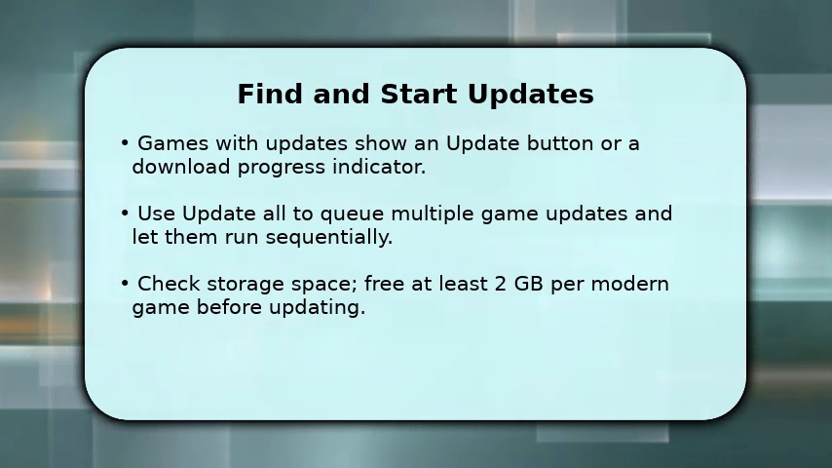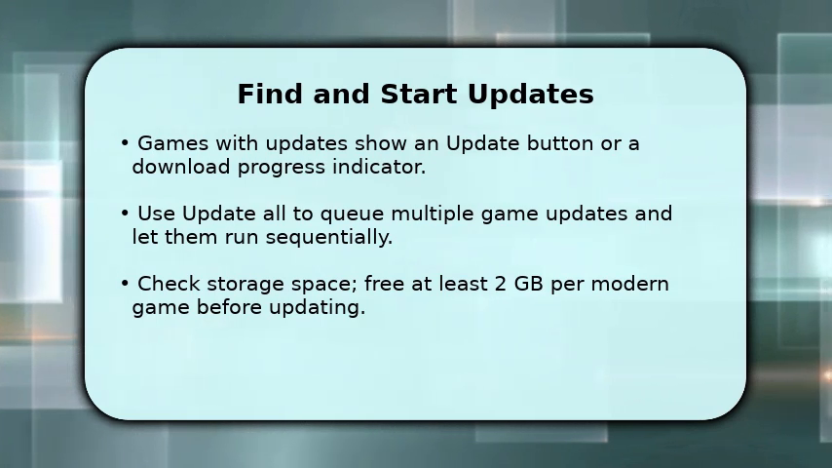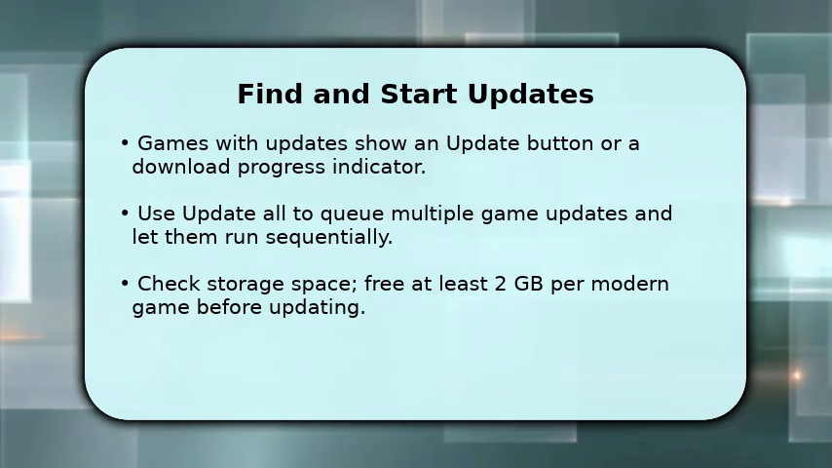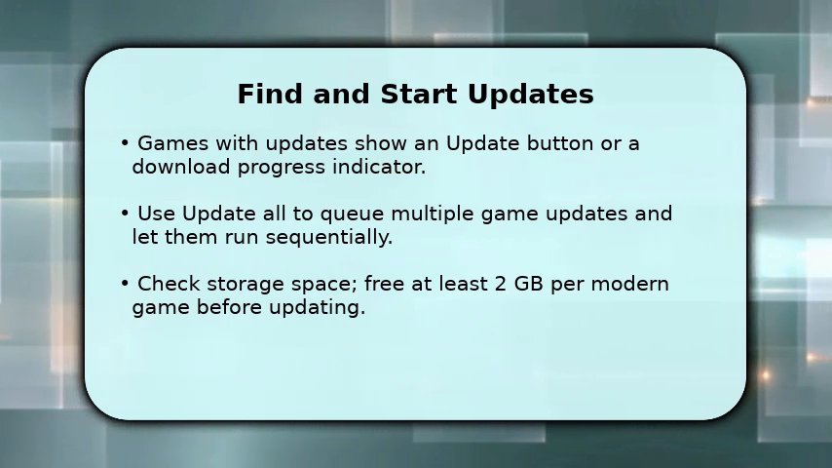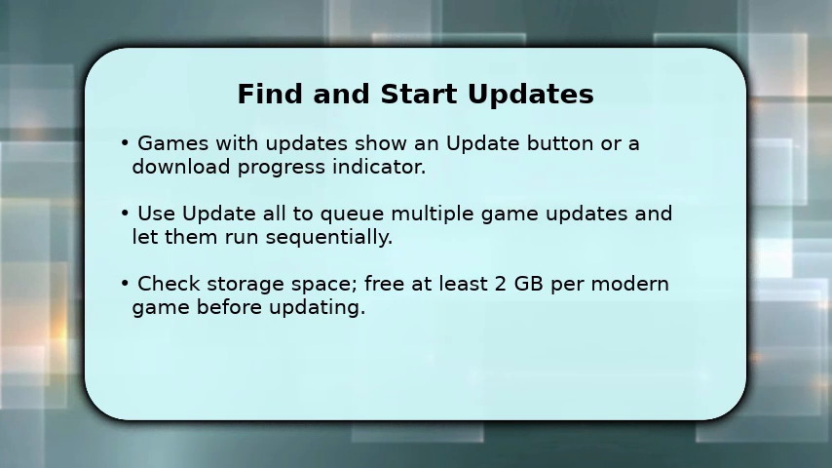Click Update to start a single game download and watch the progress bar. Use Update All to queue multiple game updates and let them run sequentially. Prioritize important updates by starting them first or pausing smaller downloads.